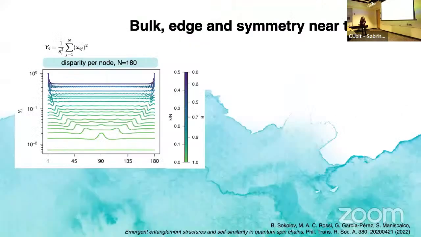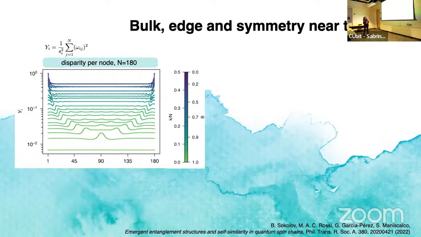Now, let's have a look first at the disparity and how it behaves for the model I described before, across the nodes. Now I have 180 spins. These numbers are the number of spins. So I have 180 spins, and what I'm changing here with the colors is the magnetic field. So I'm going from 1. Remember, 1 is close to the phase transition, so it was this network that was fully connected. And 0 is where I just have pairwise correlations.